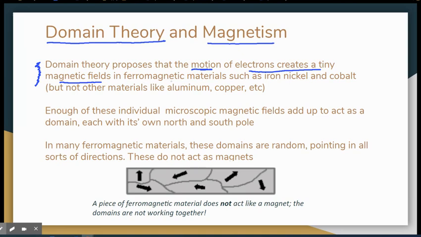So this turns out to only happen in certain things that we refer to as ferromagnetic materials, things like iron, nickel, and cobalt. But it doesn't happen in other materials like aluminum and copper. So why is this? Well, it turns out that if you were to look really closely at those particular metals, iron, nickel, and cobalt, if you picture them as having a nucleus, and then surrounding the nucleus you have some negatively charged electrons, these electrons are going around this nucleus in a kind of orbit.